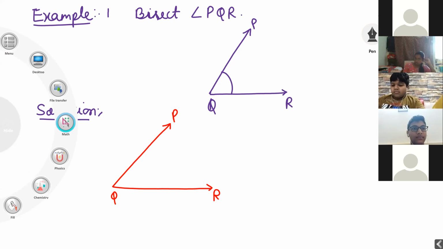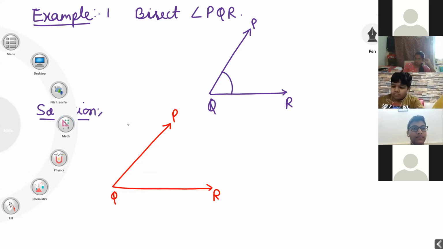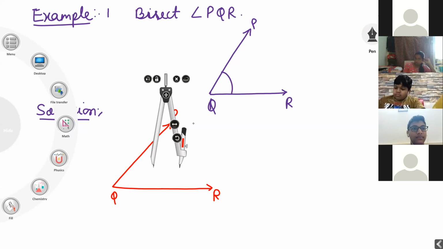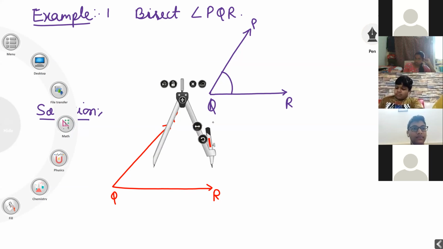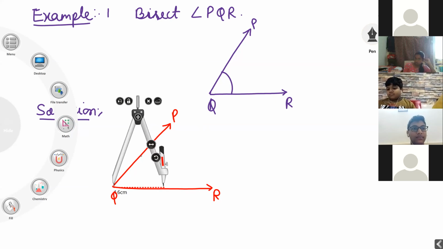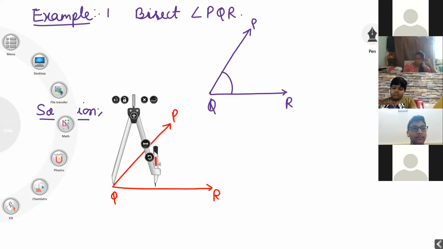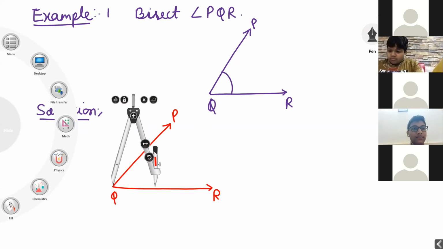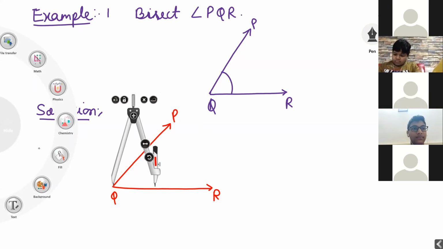In a compass, there are two nodes. The left side node is the metal point, and the right side node is the ruler. Now we want to bisect the angle. We can take any arc, but I want to keep my metal point at point Q. Keep your metal point at point Q.